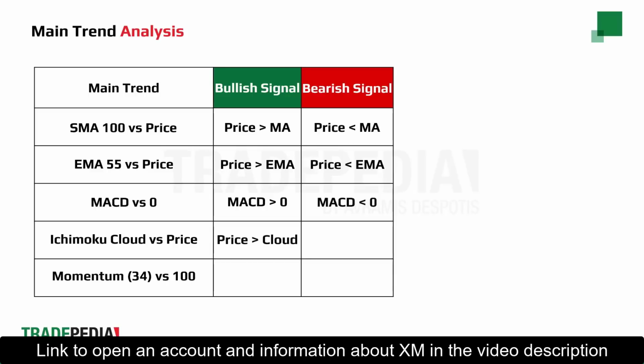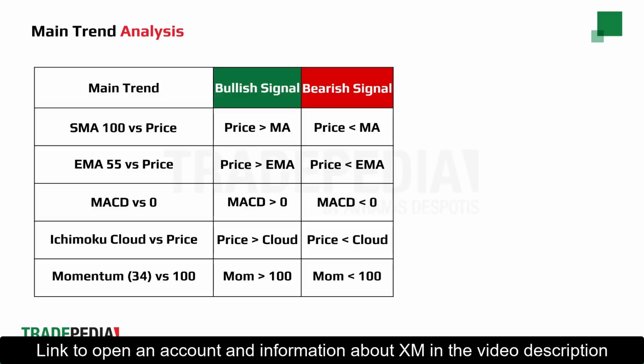If the price is above the Ichimoku cloud, we get a bullish signal, and if the price is below the cloud, we get a bearish signal pointing towards a downtrend. The momentum indicator will give a bullish signal when the momentum line is above the 100 level, and a bearish signal when the momentum line is below the 100 level.